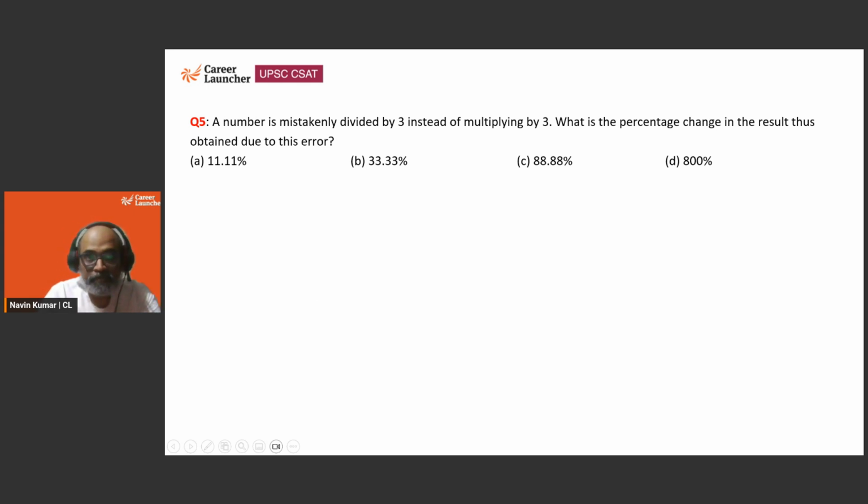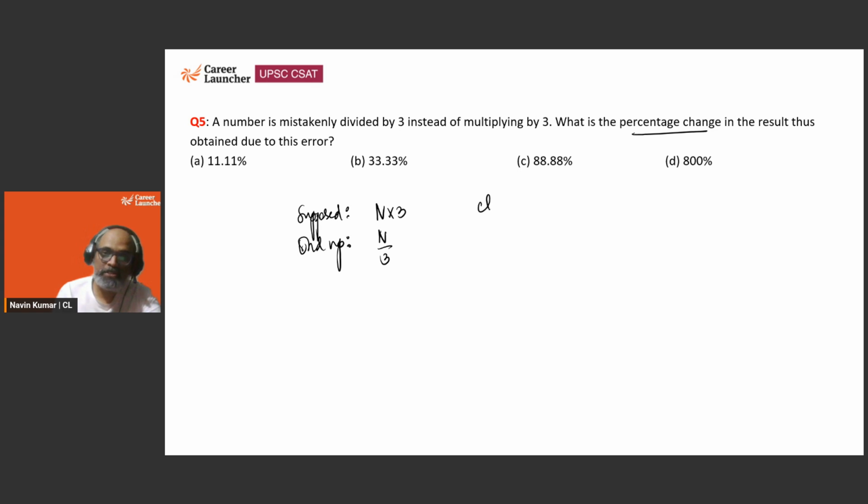Next. A number is mistakenly divided by 3 instead of multiplying by 3. What is the percentage change in the result thus obtained due to this error? We have a number n, and we were supposed to multiply it by 3, but we end up dividing it by 3. So what is the percentage change? Percentage change means change divided by whatever came first, so this is the supposed value.